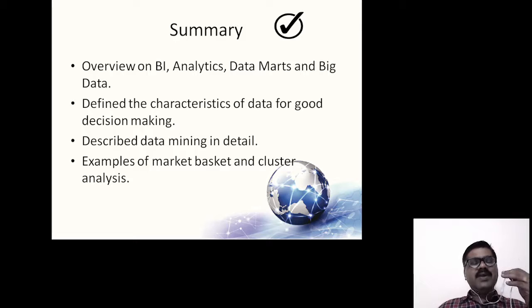As a summary, we have seen the overview on business intelligence, the analytics, data mining, and big data. Sorry, data marts should not be there; data mining should be there. And we have defined the characteristics of good data, and we have described what data mining is. I'm sorry, I could not cover examples of market basket and cluster analysis owing to lack of time. Anyways, we will see it in the near future.